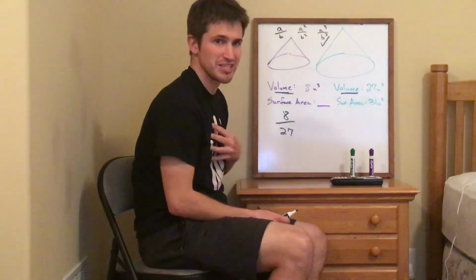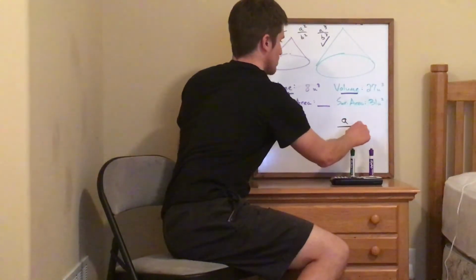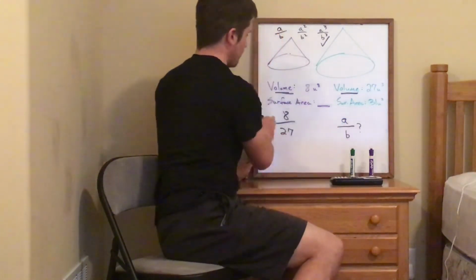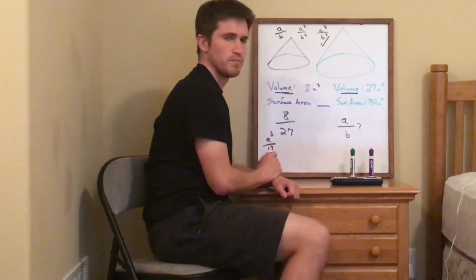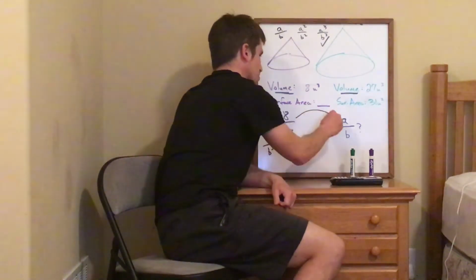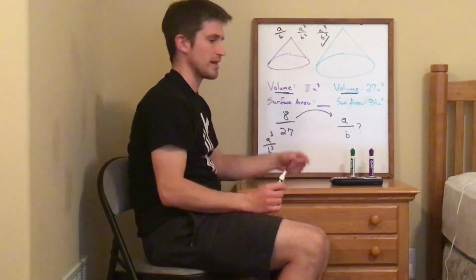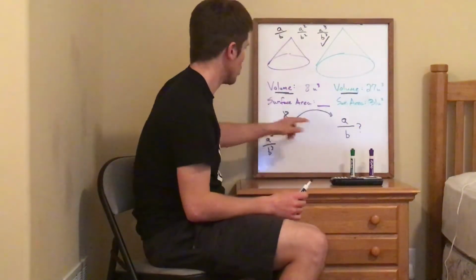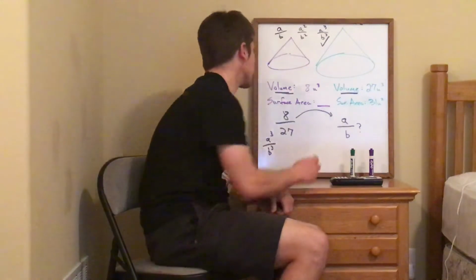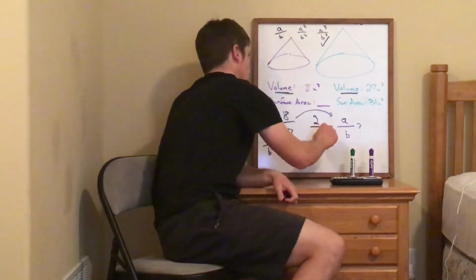What I like to find first is my scale factor. That's A over B. So if that right here is referencing A cubed over B cubed, what would I have to do to make it so that it's just A over B? You're going to have to take the cubic root of the top and of the bottom. In other words, what cubed gives me 8? 2. What cubed gives me 27? 3.